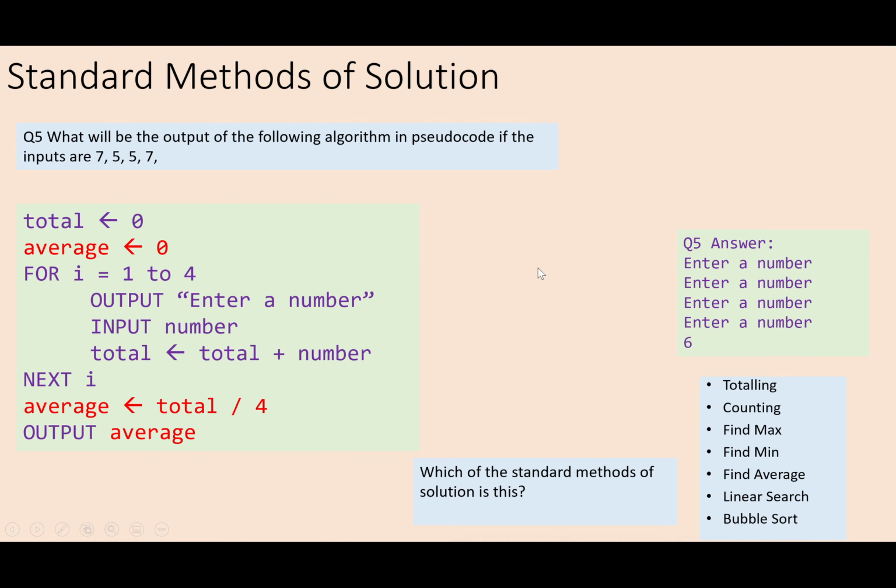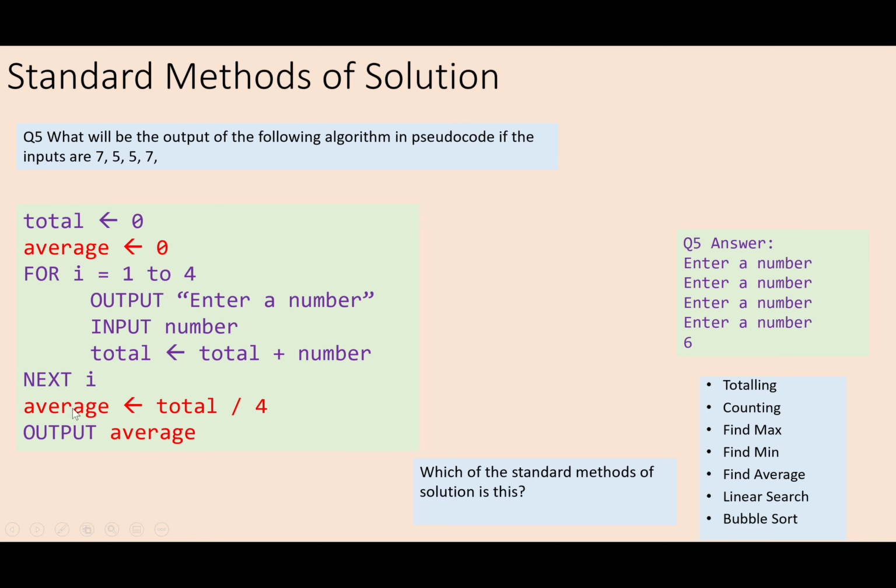Okay, so have a look at the answer to this one. You can see this time we've got two variables here. We're assigning them both to 0, total and average. Our for loop is going to go from 1 to 4, so I is going to start off at 1. We're going to output enter a number, we input the number, and we add it to the total. So this is very similar to what we did in the last algorithm, which is not outputting anything in here. So we're working out the total.